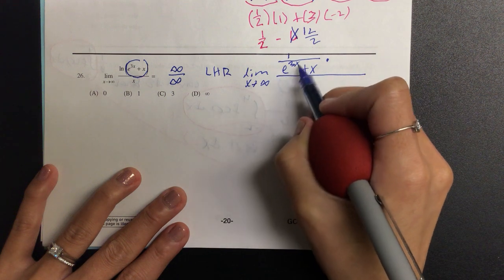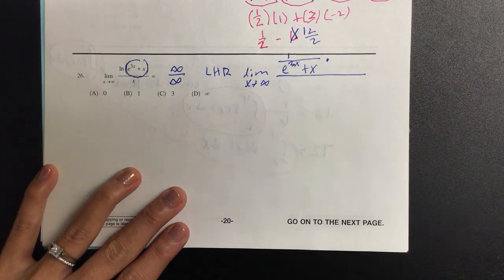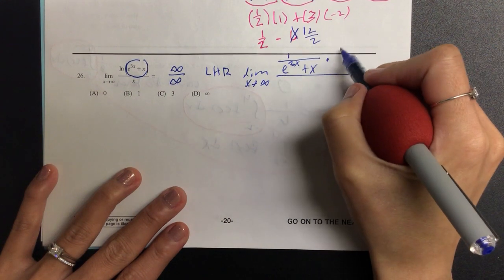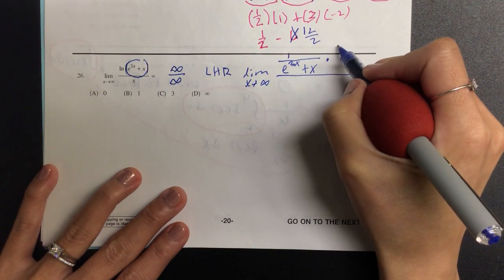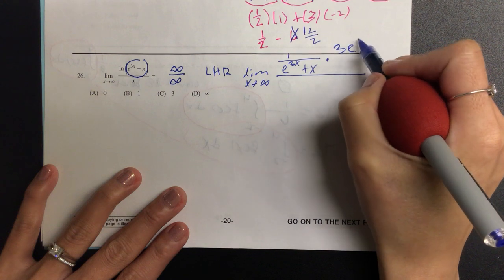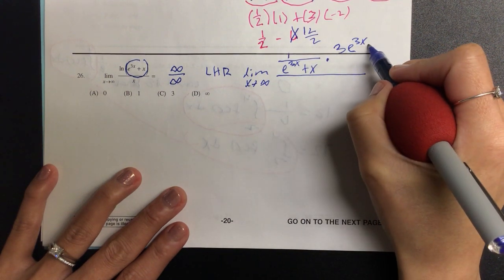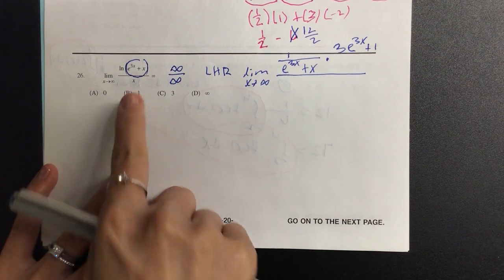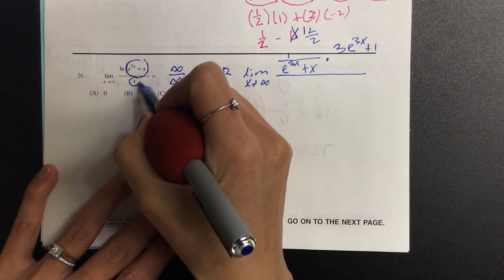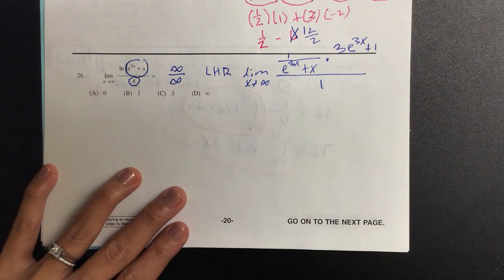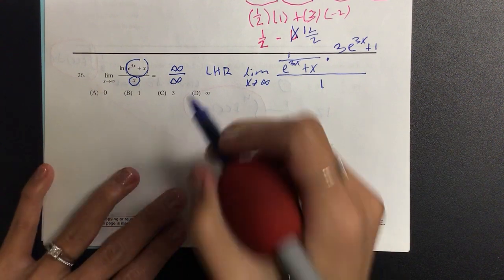So let's kind of recall deriving e to the power of something. It is that itself times the derivative of the power. What is the derivative of the power right now? 3. So I'm just going to write 3 in the front, 3e to the power of 3x. And what is the derivative of x? 1. Plus 1. On the bottom, I have x. That derivative is also 1. So I'm going to write this as 1 fraction.